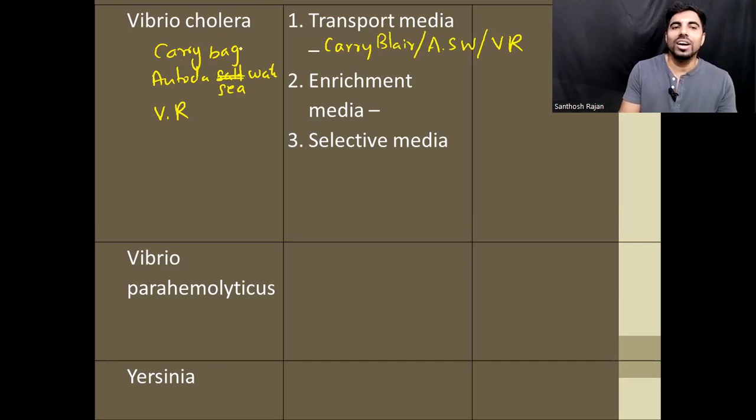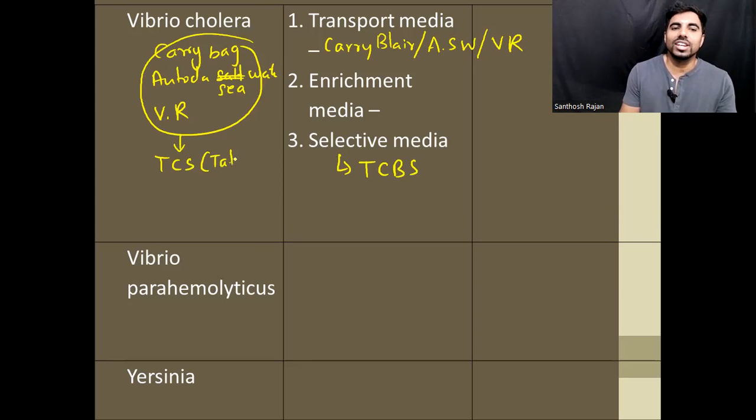Whenever she goes to her office, what is the name of her office? TCBS. These are the things she carries when she goes to the office. Tata Consultancy, TCS. She's working in Tata Consultancy Services. She's an IT girl. So TCBS media is the selective media: thiosulfate citrate bile salts sucrose agar. You remember TCBS, selective agar.